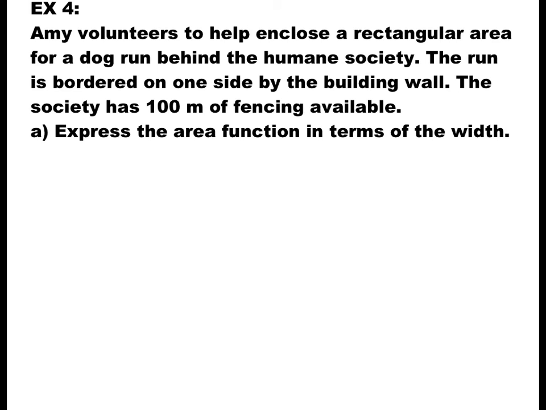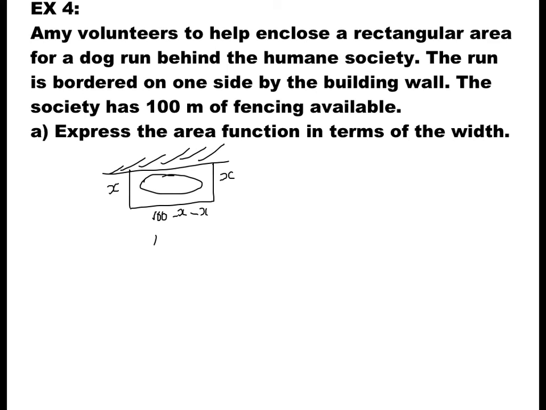The next example is a word problem which states that Amy has to enclose a rectangular area behind a building. Let's draw a diagram of the situation. This is one side, which is the building, so this is the building here. Now we have to enclose this area which is inside. Now we have only 100 meters of fencing. Let's represent this side to be x. This is a rectangle, so this is x. Since the whole fencing is 100, the remaining for this side is going to be 100 minus 2x.